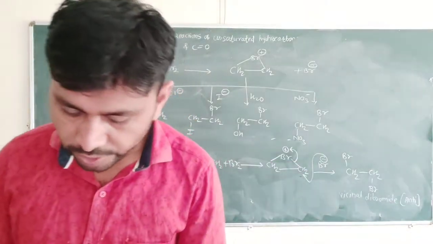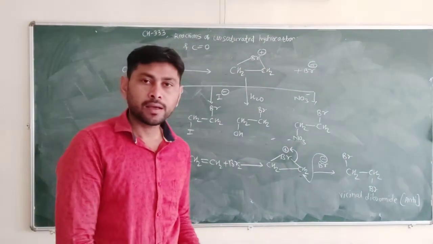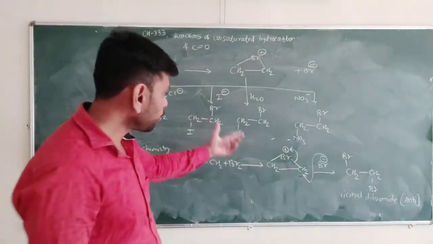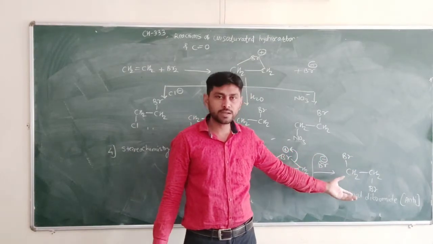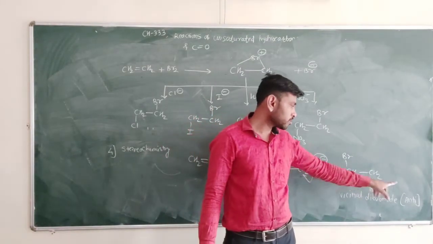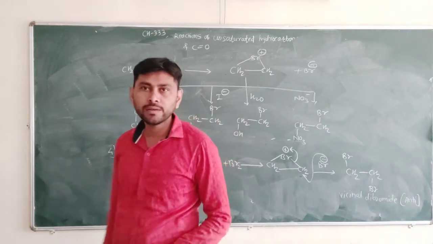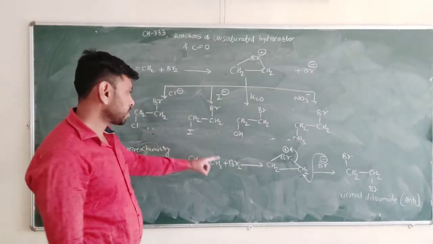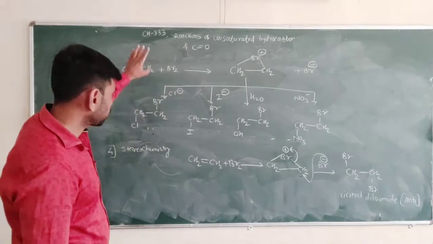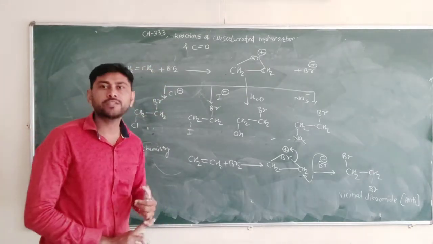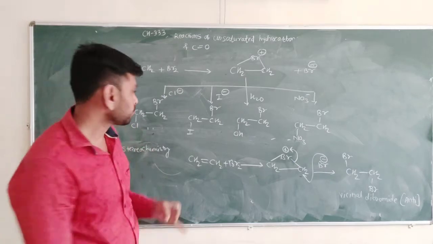It always adds in the opposite direction. If another nucleophile is there, it also adds in the opposite direction. So anti-addition is there, and this is the actual stereochemistry of this reaction. So these are the points which support the mechanism.